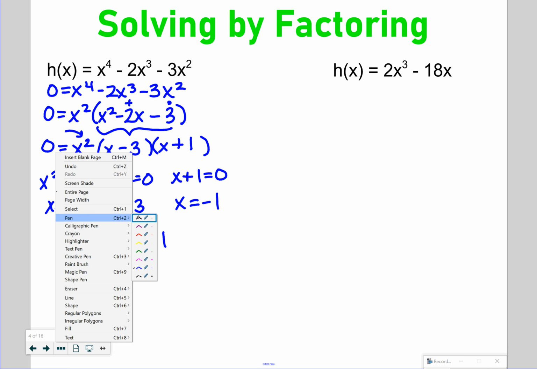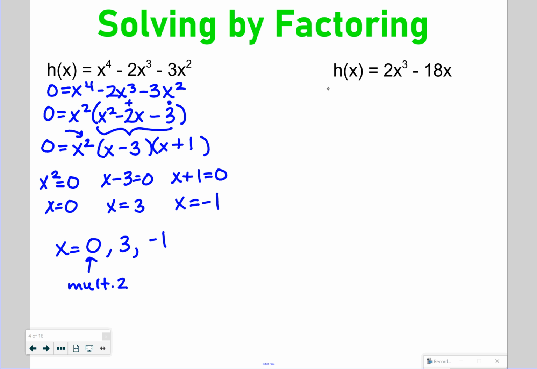All right, for our next problem, we're going to start the same way. We're going to set our equation equal to 0. And then we're going to factor out what they have in common. These two terms both have a 2 as a factor and an x. If I divide the first term by 2x, I'll be left with x squared. And if I divide the second term by 2x, I'm left with -9.